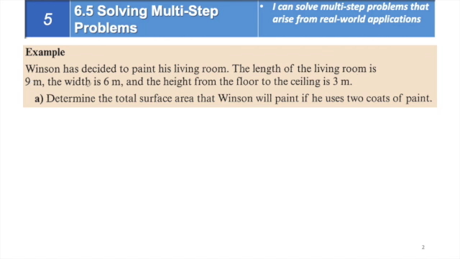So Winston has decided to paint his living room. The length of the living room is 9 meters. The width is 6 meters, and the height from the floor to the ceiling is 3 meters. Okay, so determine the total surface area that Winston will paint if he uses 2 coats of paint.